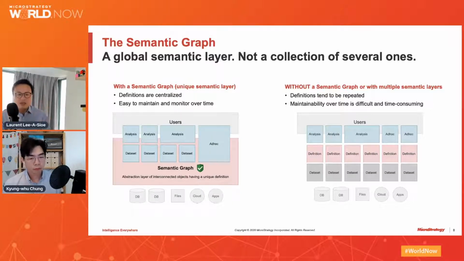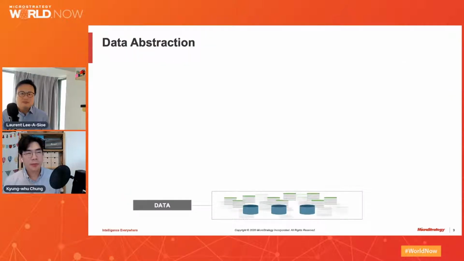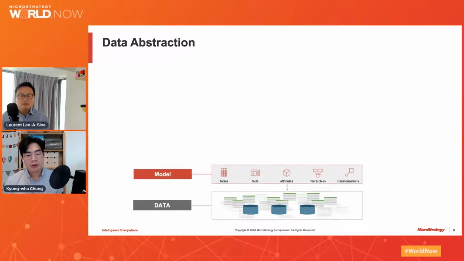Yes, so the semantic graph basically links the data to the users. And so we're going to start with the data. On top of the databases and data warehouses that we have, we're going to let MicroStrategy understand how the data looks. And we're going to import the table definitions and column definitions and define which columns are facts and which columns are attributes, and how to link the attributes to create some hierarchical view.